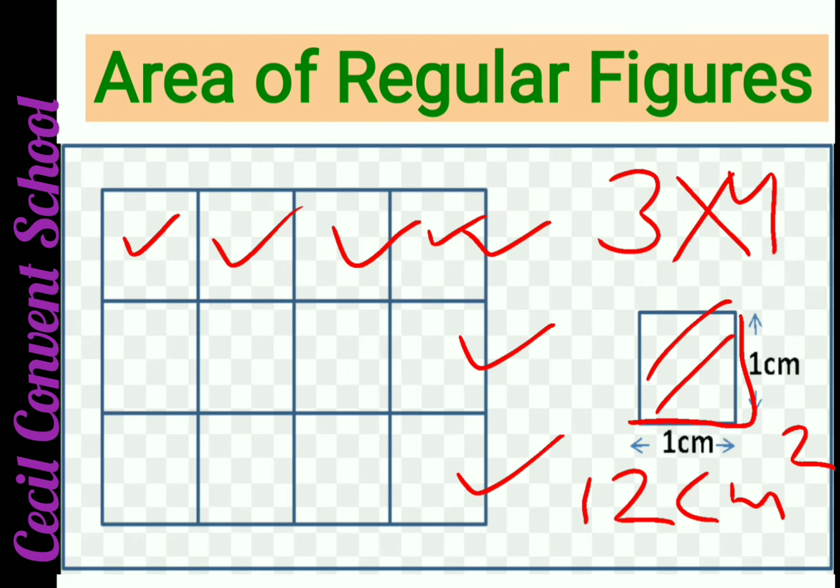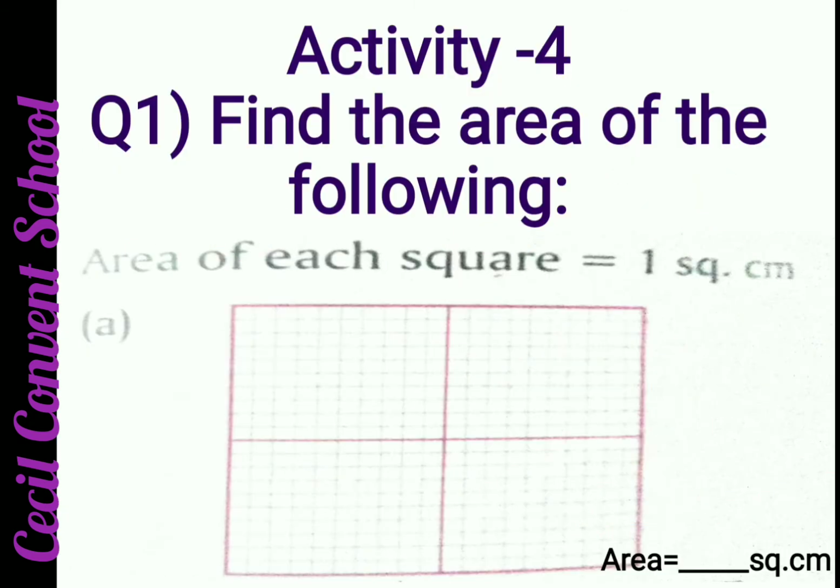Clear? Now on the basis of this, we do Activity 4, question number 1. The area of each square is 1 square centimeter. Clear? Now we do the first question. See how many boxes there are. If each is 1 centimeter, 1, 1, 1, 1, it becomes 4. So the answer will be 4 square centimeter. This is the A part. So the first box has an area of 1 centimeter square each, and the second is also 1, 1, 1, 1. It will be 4 square centimeter.